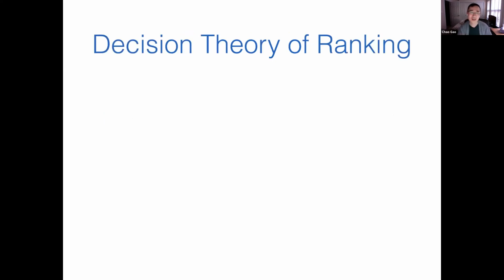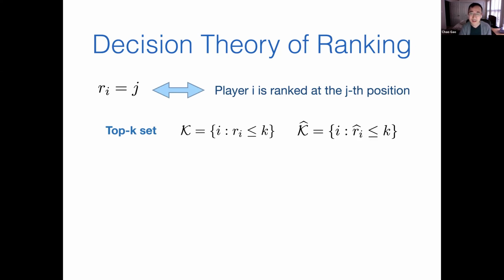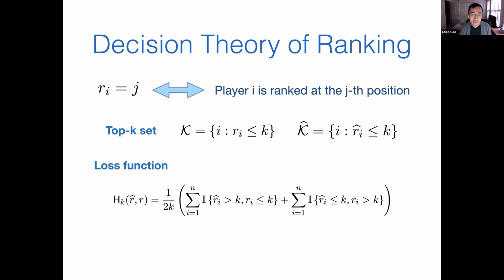Let me quickly do some math. So here's some basic decision theory of ranking. We can introduce a rank vector called R. This is an n-dimensional vector. So R_i equals j means player i is ranked at the j-th position, right? And then we can define the top-K set to be the set of players whose rank is no greater than K, right? And this is our estimator.